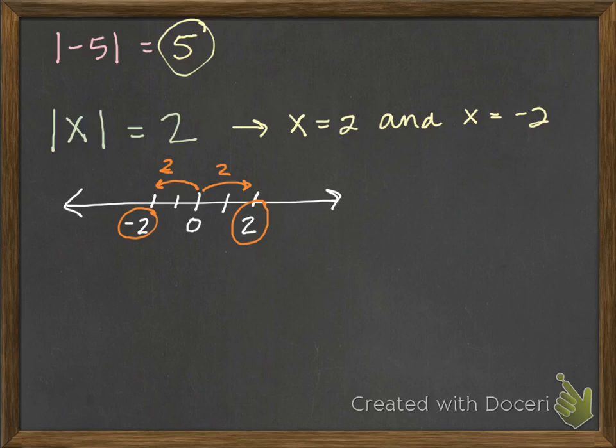Let's look at one more example, very similar to that one. We have the absolute value of x equals, let's go with 7. I want to know what values are 7 units away from 0 on a number line. x could equal +7, because +7 is 7 units away from 0. And x could also equal -7, since -7 is 7 units away from 0 on the number line. So we can solve some pretty basic absolute value equations very similar to this one.